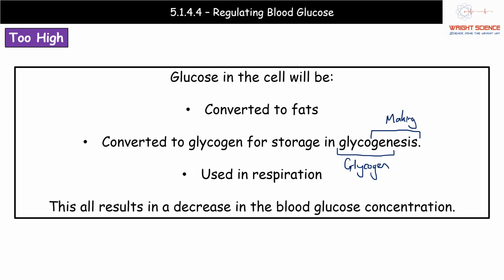We could also see that glucose being converted into fats, and the end result of all of these processes taking place within those liver cells and the muscle cells is that the blood glucose concentration is going to decrease back to those acceptable levels.